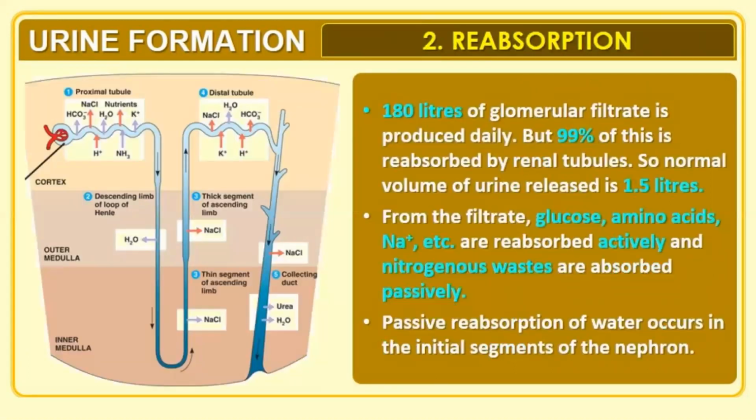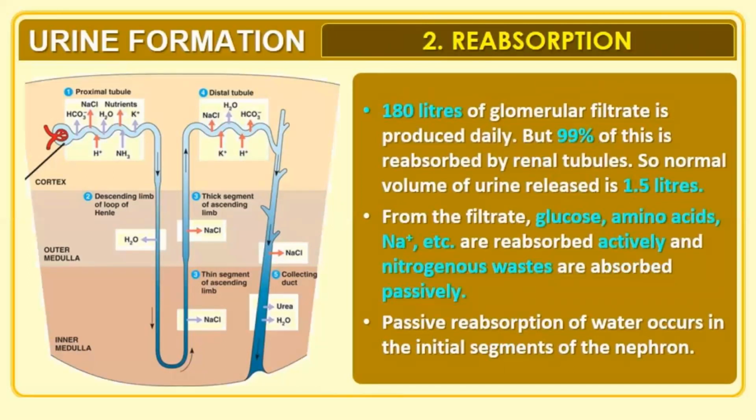The second step of urine formation is reabsorption. The 180 liters of glomerular filtrate is produced daily, but out of that 99% of this is reabsorbed by renal tubules. So the normal volume of the urine released is 1.5 liters per day. From the filtrate, glucose, amino acids, sodium ion, etc. are reabsorbed actively, and nitrogenous waste are absorbed passively.